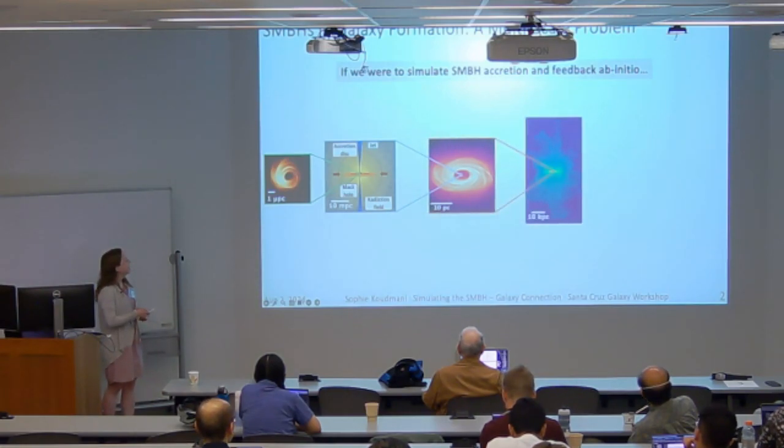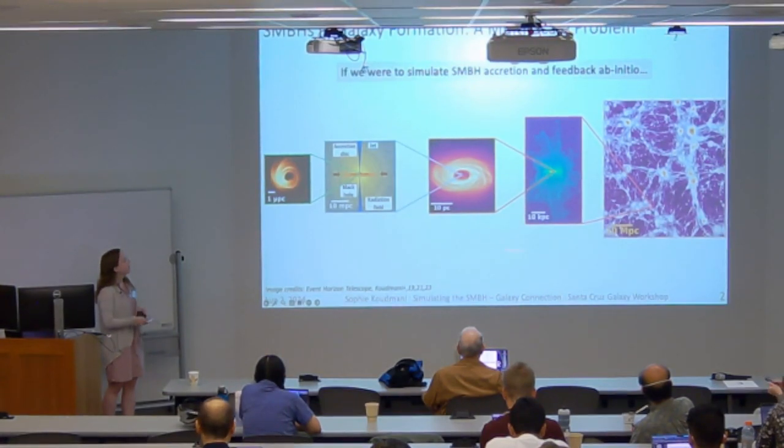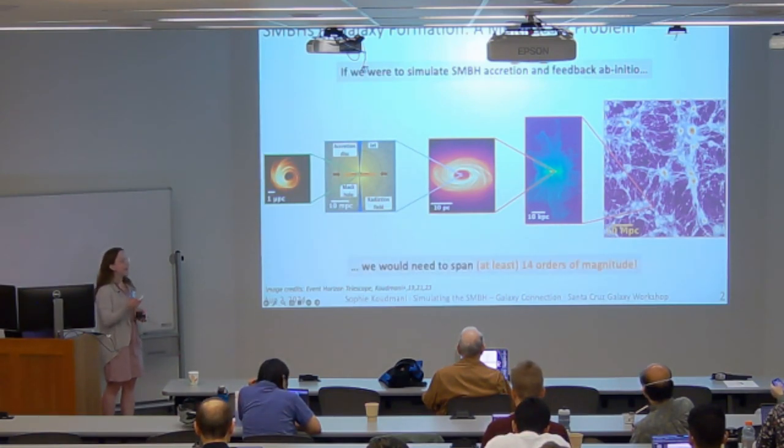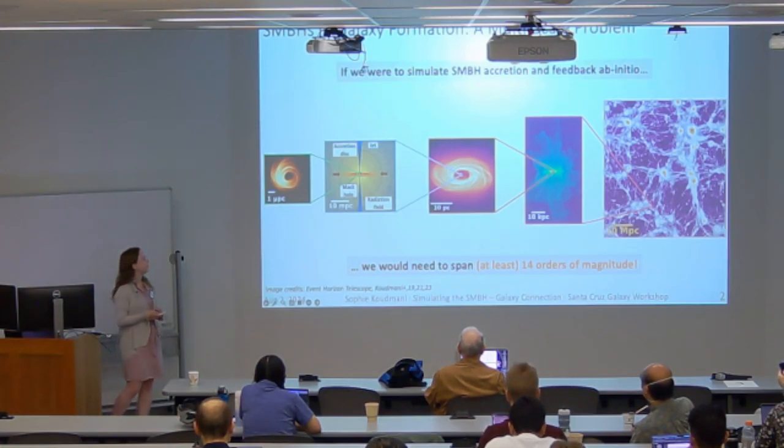And then these feedback processes, as they couple, drive powerful outflows on the scales of tens of kiloparsecs, and these outflows then interact with inflows from the cosmic web. And of course, if you want to faithfully depict this cosmic web, you need the scales of tens of megaparsecs. So overall, we would need to span at least 14 orders of magnitude, which is currently computationally infeasible and will remain so for the foreseeable future.